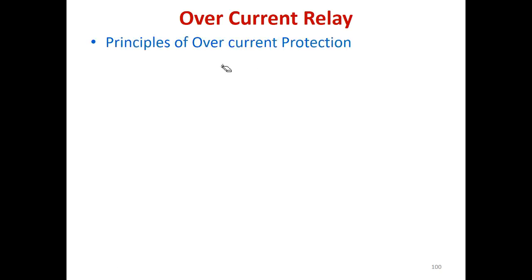So let us talk about the overcurrent relay. The principles of overcurrent protection we'll talk about in this part. Then we'll talk about the limitations of the fuse, and why the overcurrent relay is preferred over the fuse. In fact, a fuse also gives protection in the distribution system, so why is a fuse not sufficient? Why is the overcurrent relay preferred over the fuse?